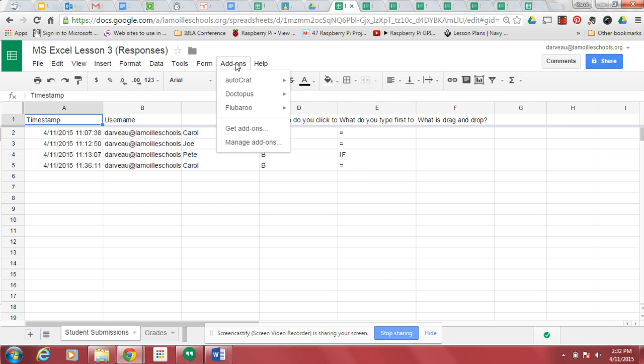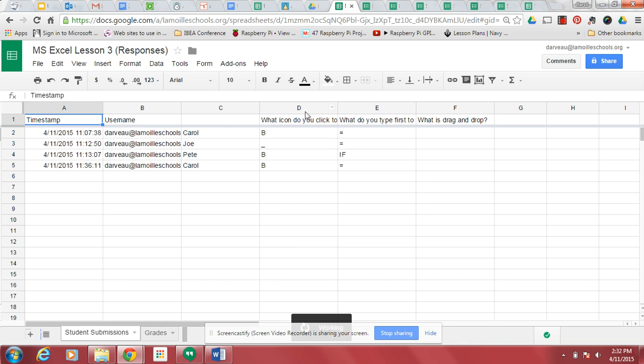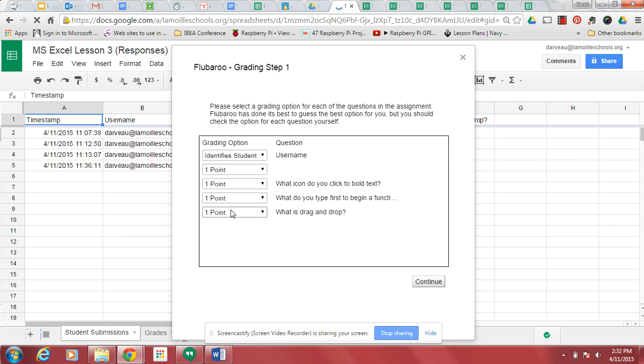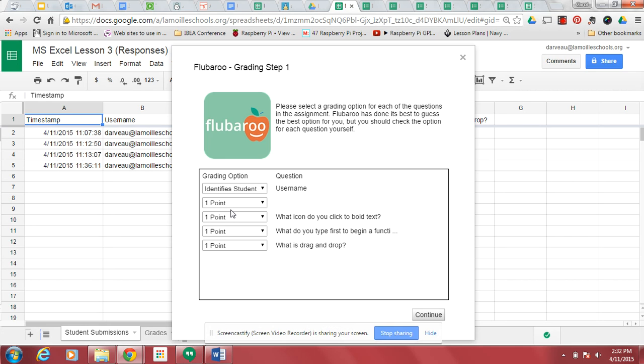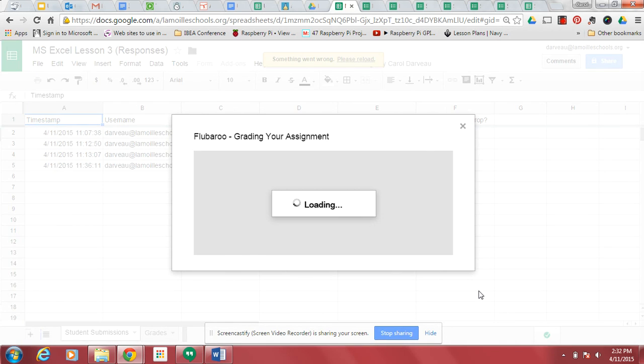And then with the add-on of Flubaroo, I can grade the assignment, and it will determine whether the right answers were put in or not. Now, I did all of these under my name, so it's not showing up quite right, but I can set it up for 1 point for each of these, and then continue, and then it will grade for me. Oh, it asked me which one should be used as the answer key, and it happens to be the top one. And then it will grade it for me.